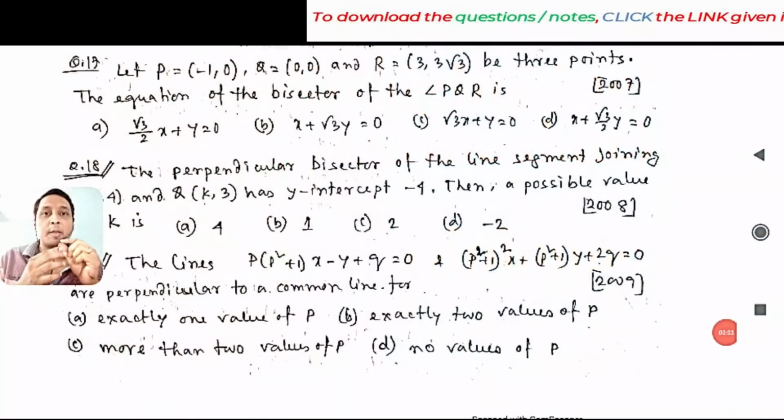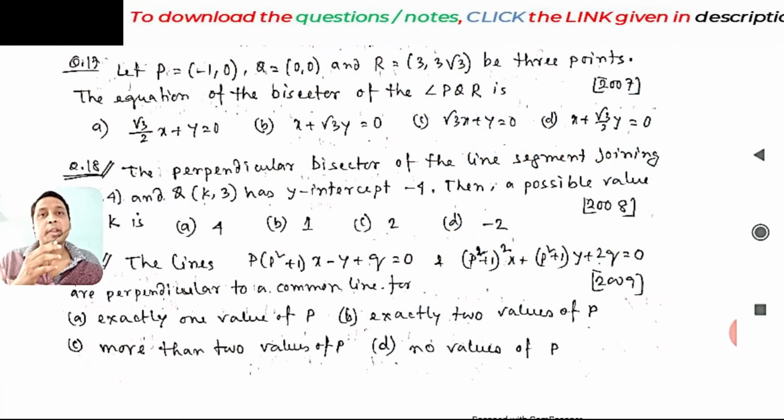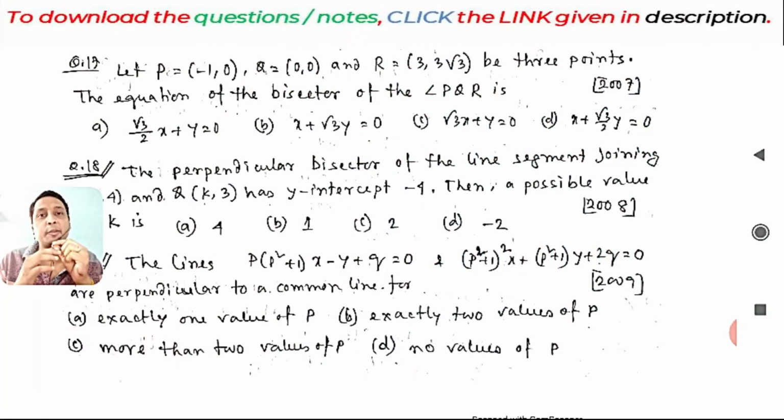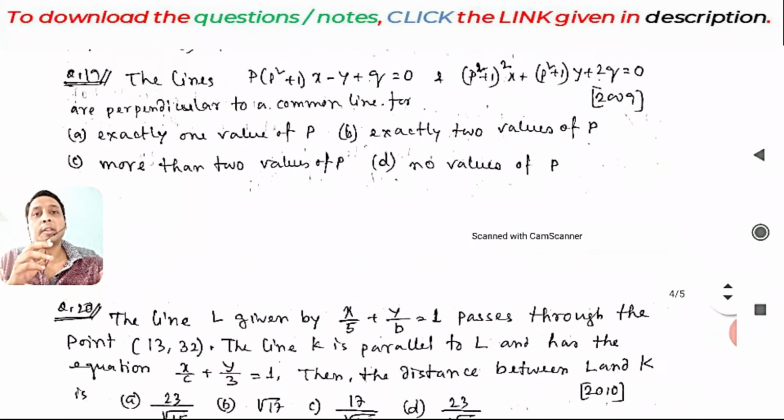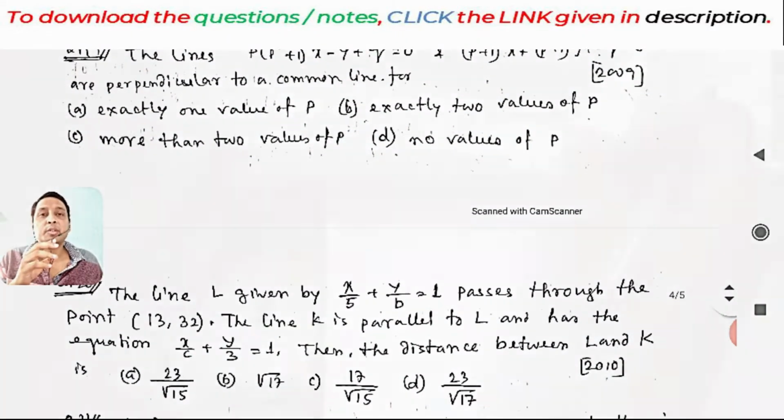Okay students, welcome you all to this new lecture on this intermediate level where we are solving previous year JEE Main questions on straight line and coordinate geometry. So today we will be solving again 4 questions, starting from question number 17, 18, 19 and then 20. Okay, then let's try to solve these questions.